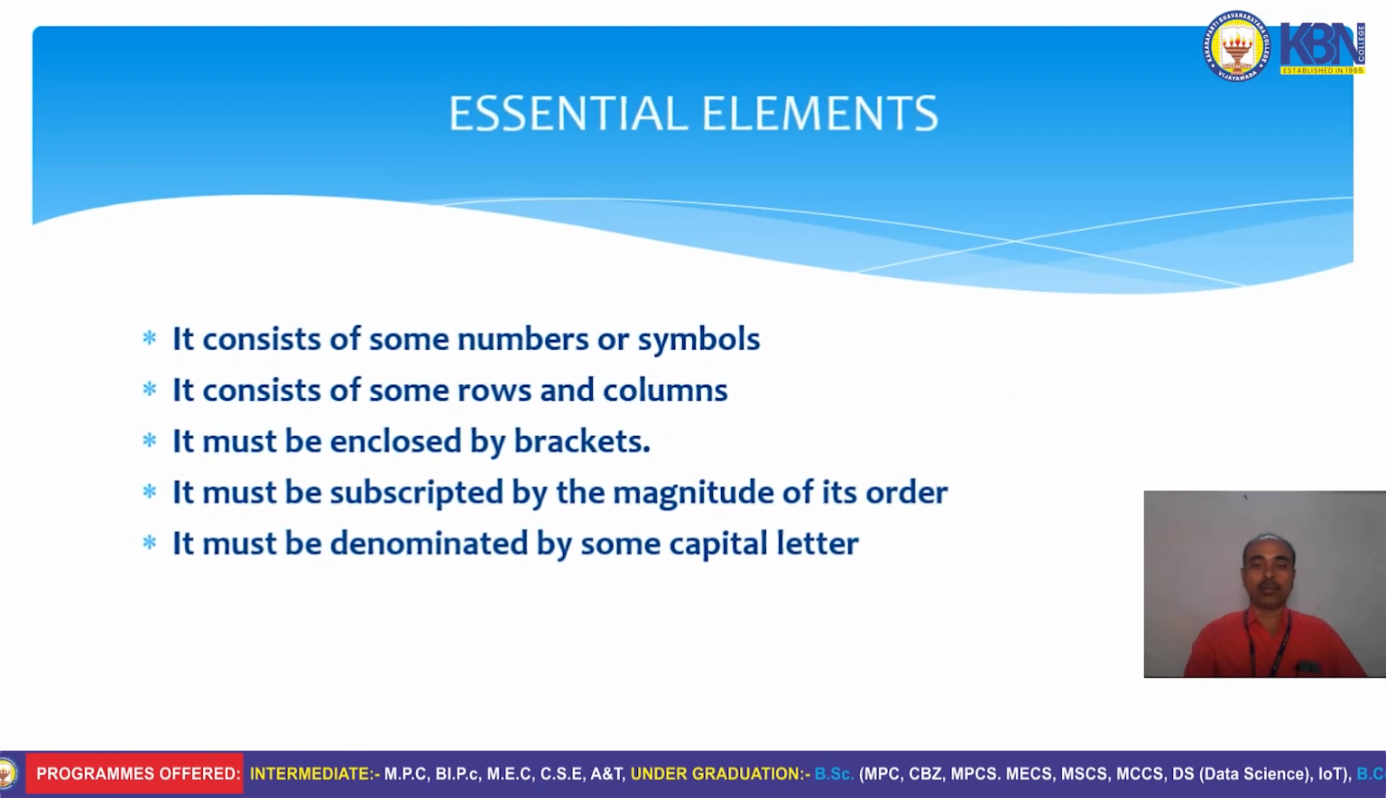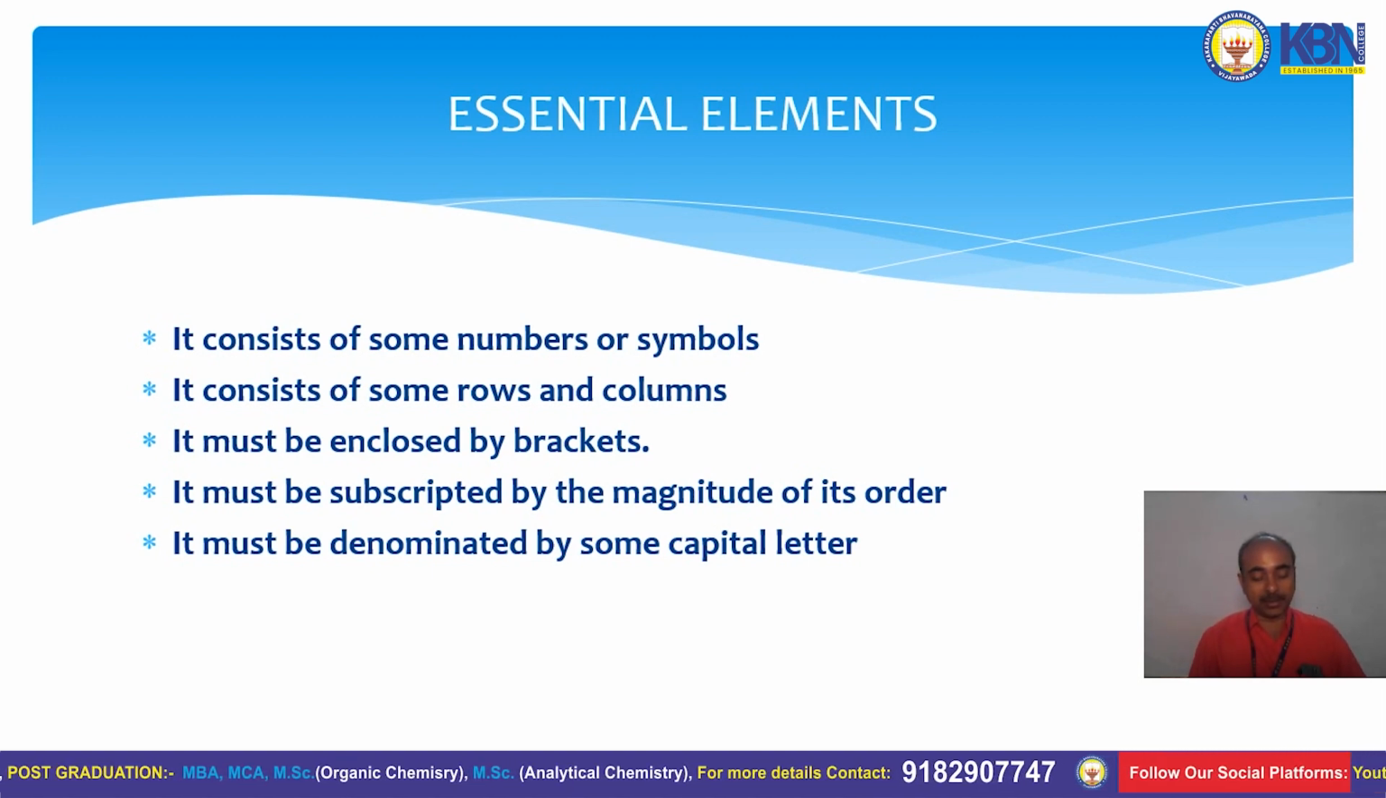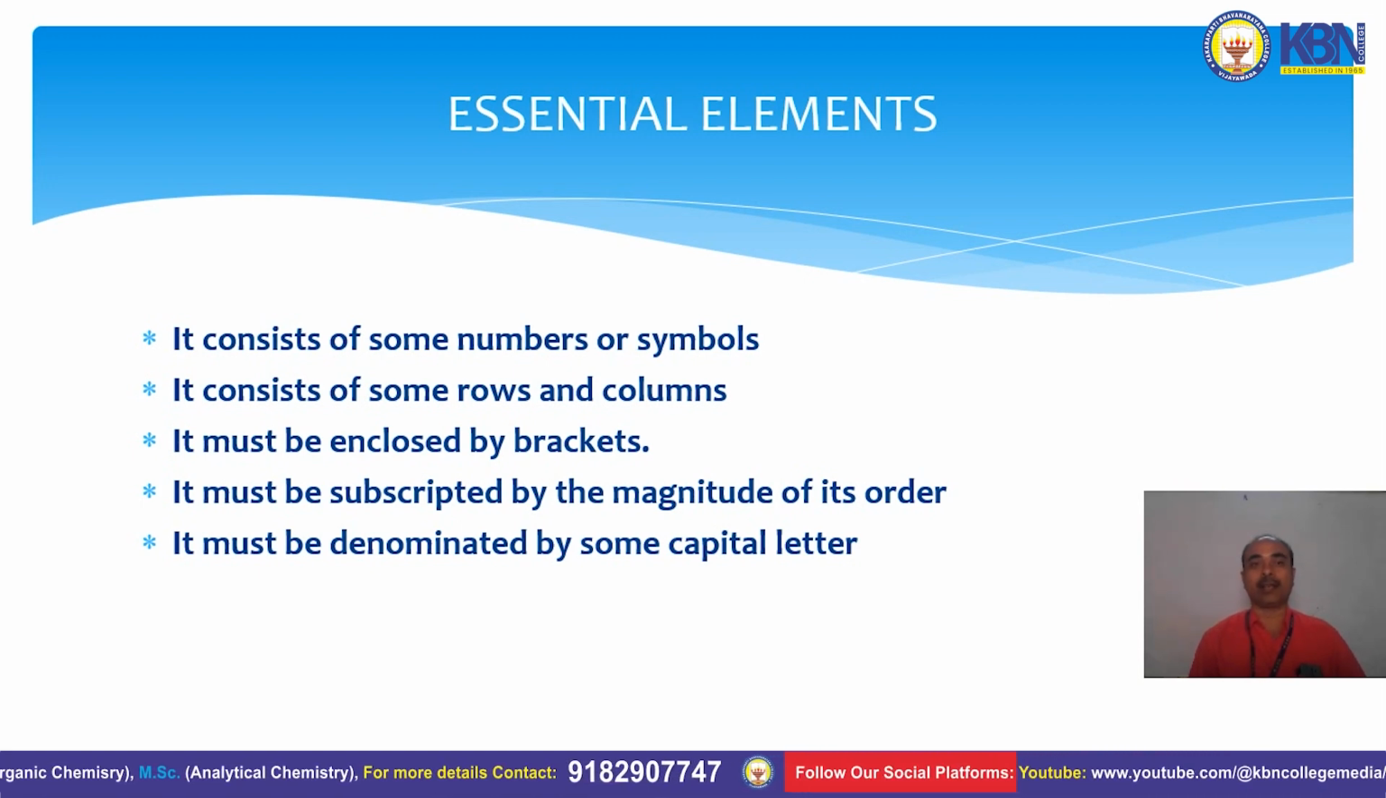Then, what are the essential elements of a matrix? First one, it should consist of some numbers or symbols. In order to constitute a matrix, they must be orderly arranged in some rows and columns, and disorderly scattered numbers or symbols will not constitute a matrix. Further, the elements should be so arranged that each of them is capable of being subscripted by its ith row and jth column to locate its position in the matrix.